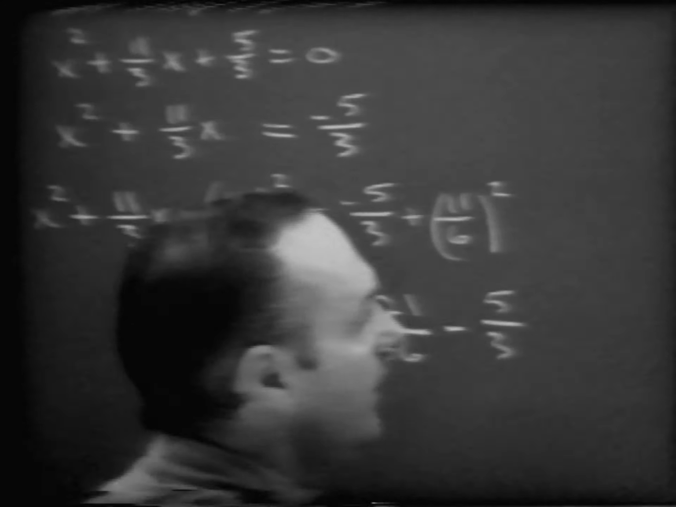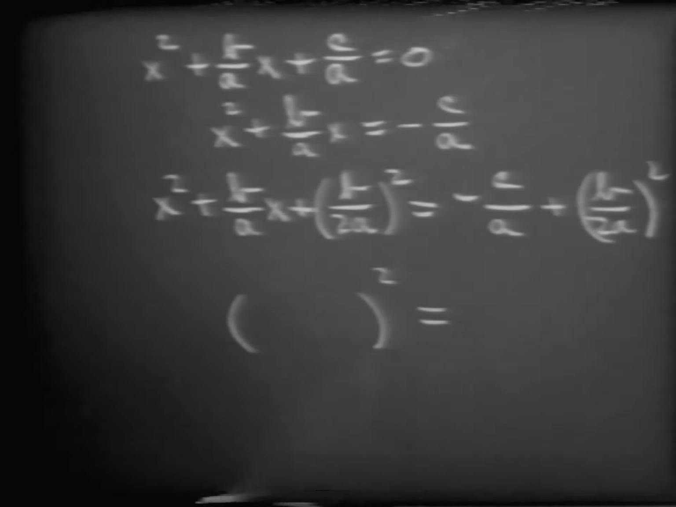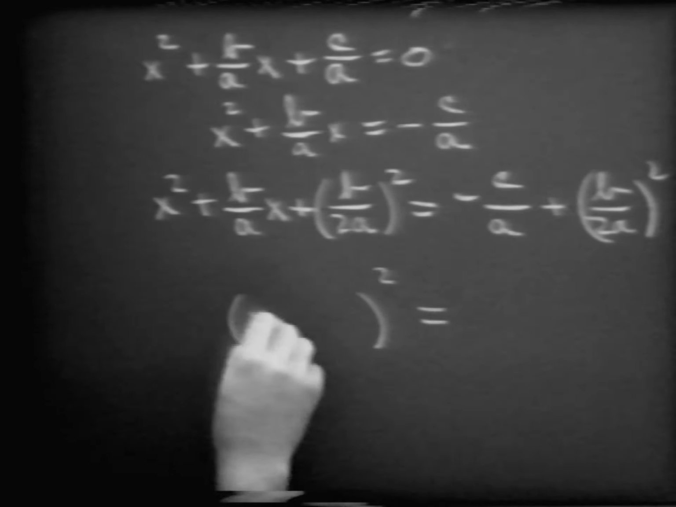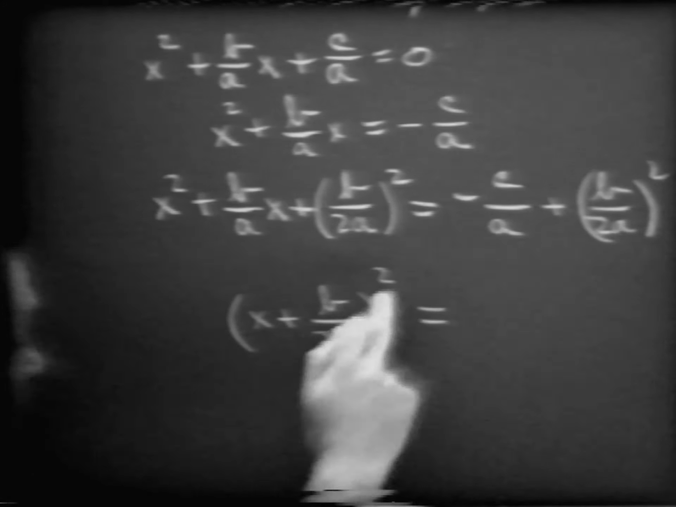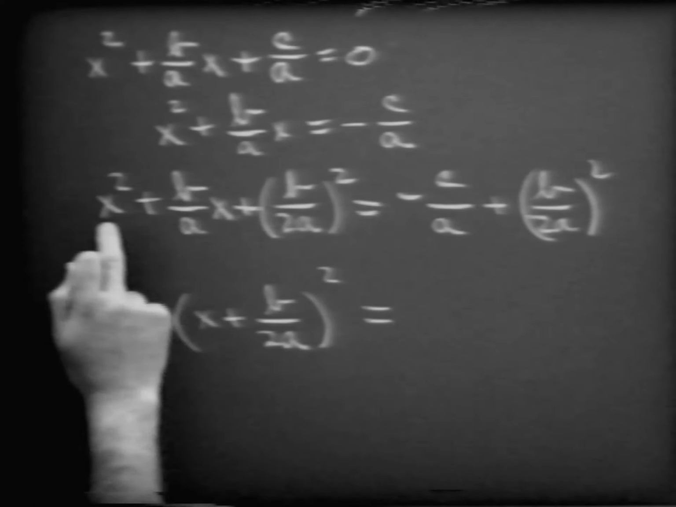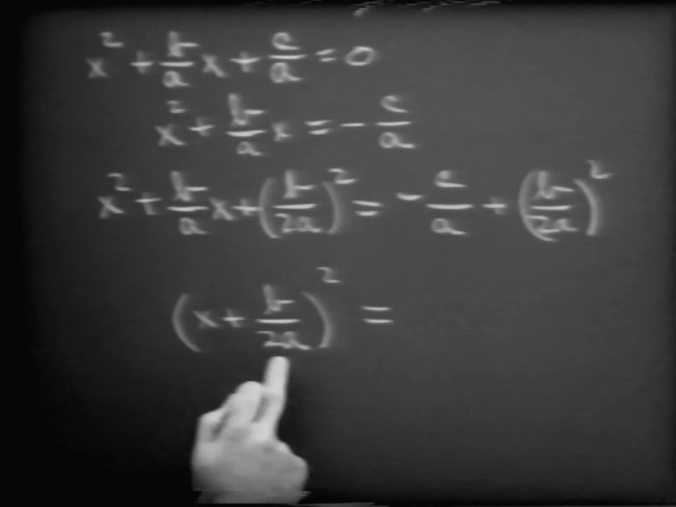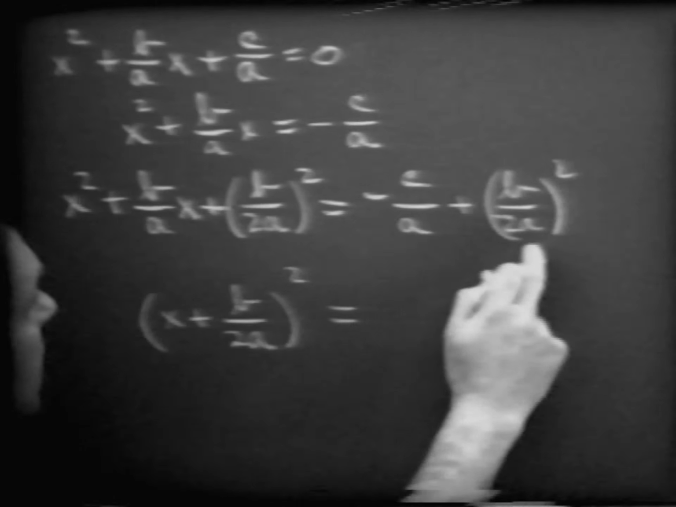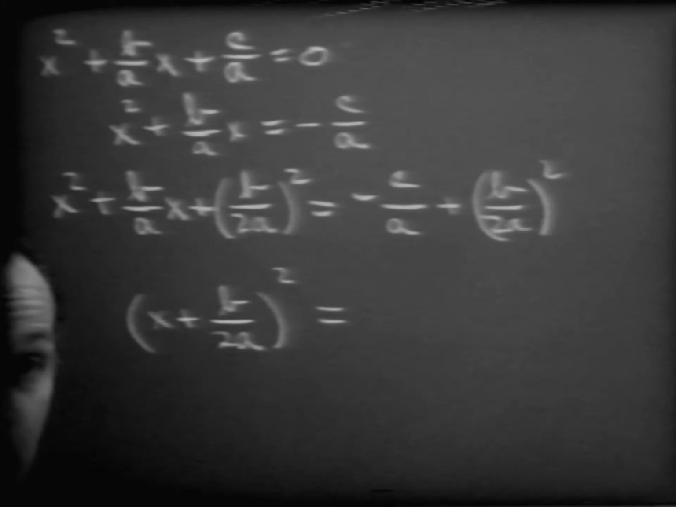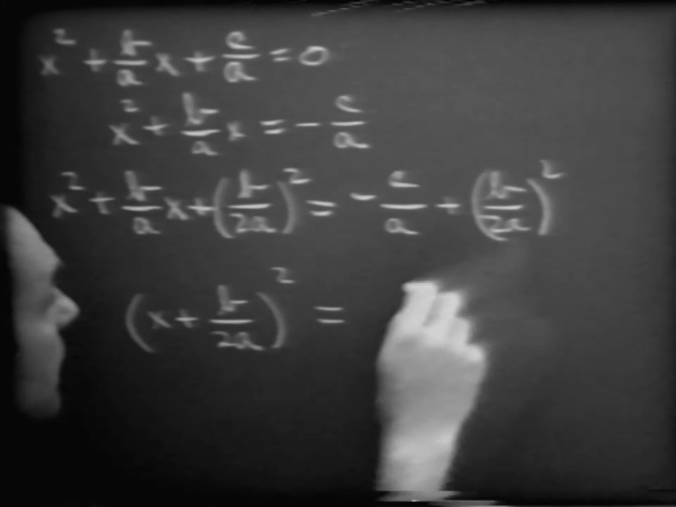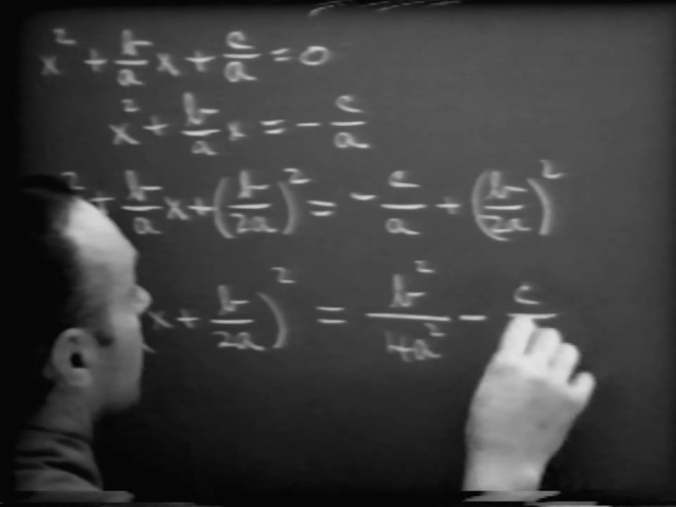Let's do the same thing on the right-hand side in the general case. What is a name for this expression squared? What are we going to put inside our parentheses? X plus b over 2a, the quantity squared. Does everyone agree with that? When we square this out, we get x squared plus twice the product, which is b over a times x, plus this number squared. On the right-hand side, b over 2a, the quantity squared, is b squared over 4a squared, minus c over a.